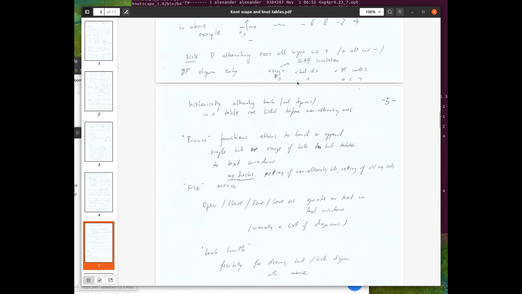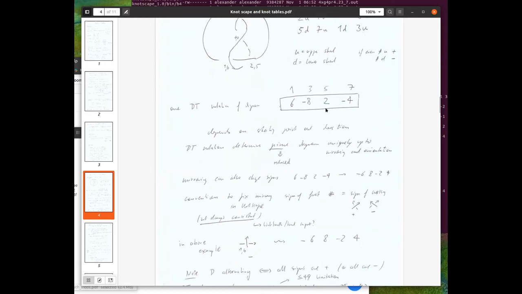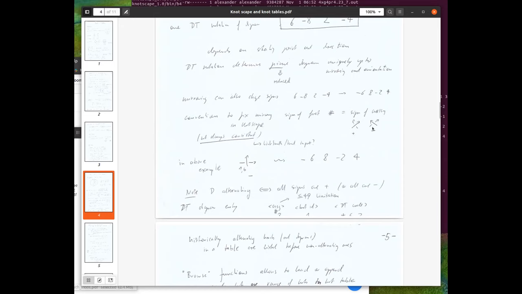Obviously, when is the diagram alternating? Alternating means you're only up, down, up, down. This means all the even are up or all the even are down, which means that the diagram is alternating if and only if all the signs are plus or all the signs are minus. Okay. So this convention for the first crossing does not extend to the other crossings. Okay, you must be careful.